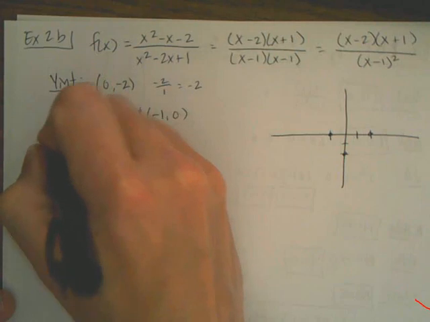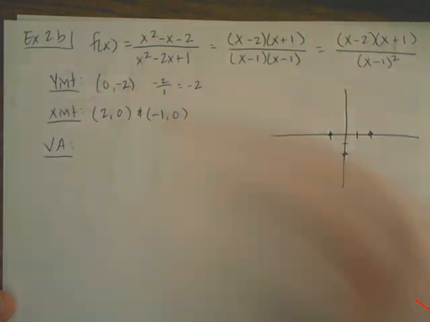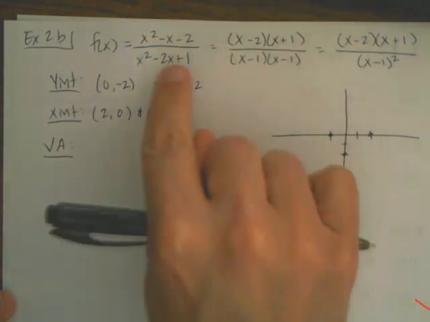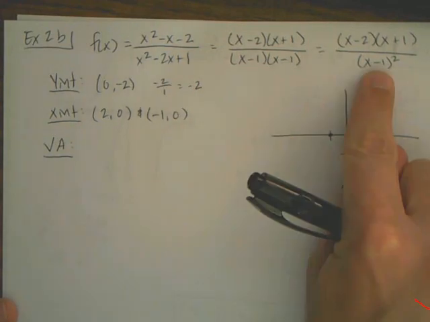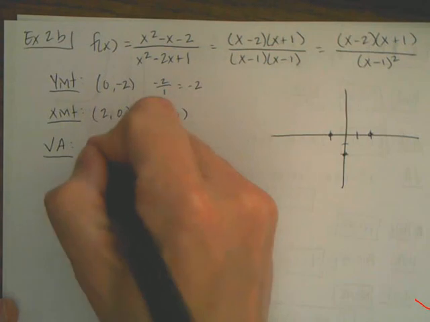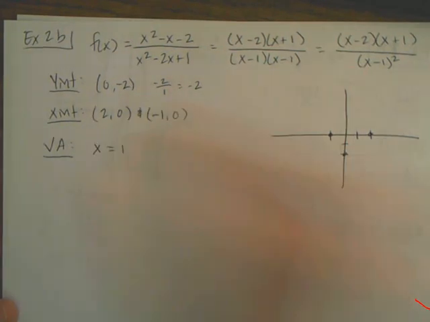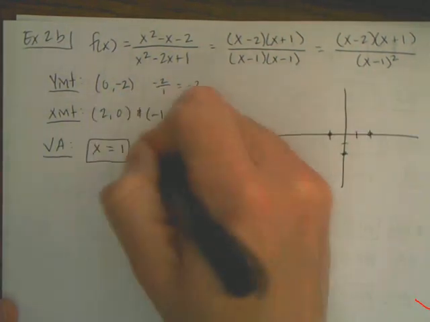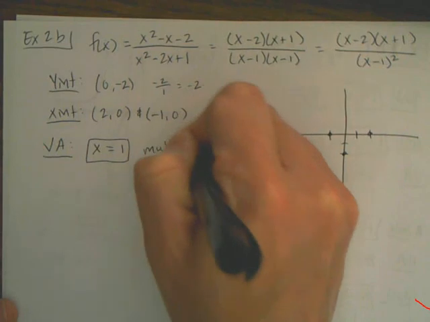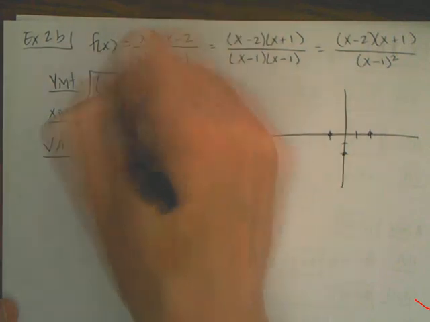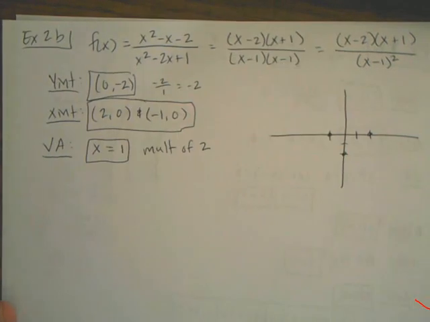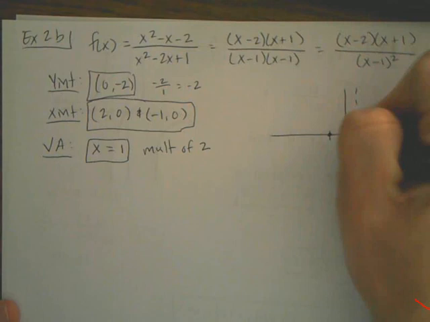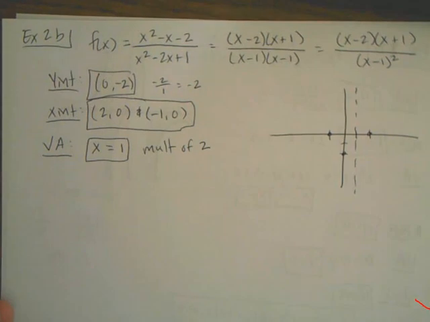Vertical asymptote. This is when we set the denominator equal to 0, so we'd have to factor it, which is the same factor, so we actually only have one vertical asymptote, x equals positive 1, with a multiplicity of 2. Sorry, I just want to highlight all the important pieces you're going to have to do on your quiz. So here's our vertical asymptote, x equals 1 with a multiplicity of 2. We'll come back to that in a minute when we start graphing.